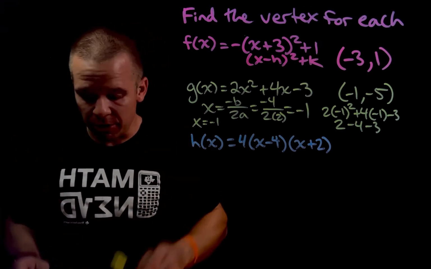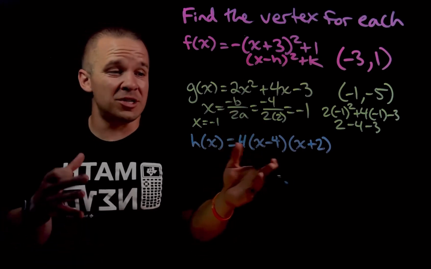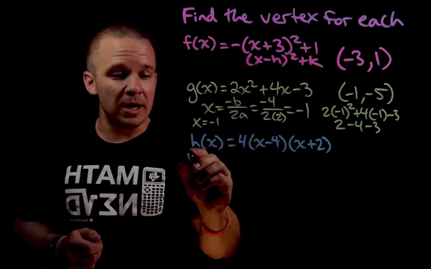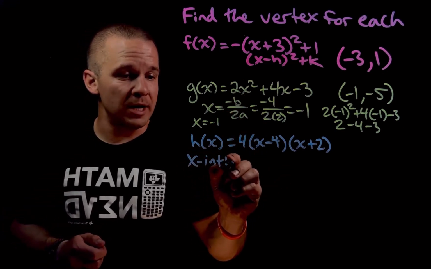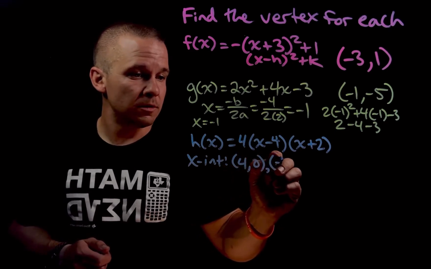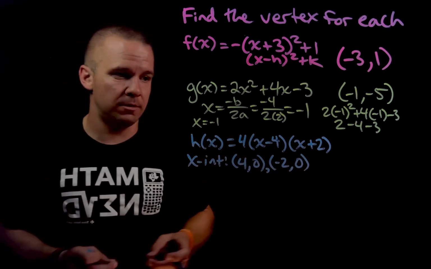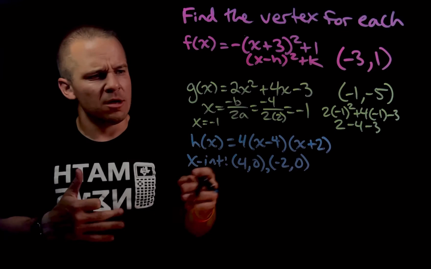All right. Continuing. I got to swap them markers. We got blue now. We got ourselves factored form. So this is great for getting my x-intercepts, which would be 4, comma 0 and negative 2, comma 0, right? That's what I get from factored form. That's the easy part of it. But I want my vertex. So how am I going to figure that out?